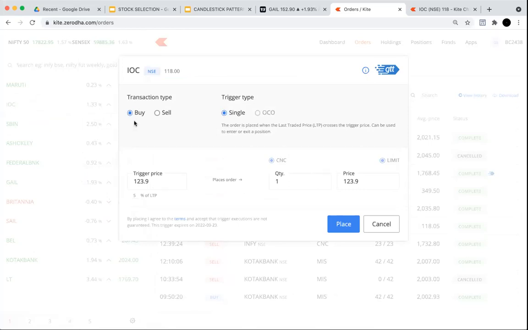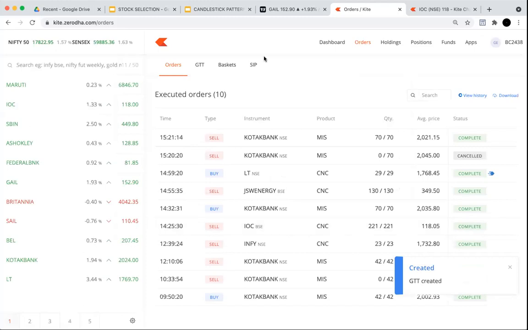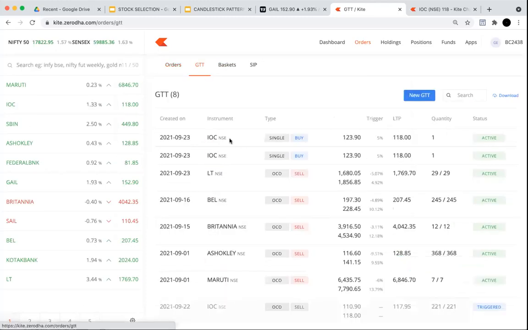So I'm on the buy side, and here's the trigger price, 123.9, price 123.9, where you want to buy it. And you can set the quantity. I've set it at 1 right now, and you can set whatever you want, and then press place. Then under GTT, you will see it. There it is. See, I put 2 buy orders for IOC. And tomorrow, after market opens, it will buy it at that price once it comes to that price.